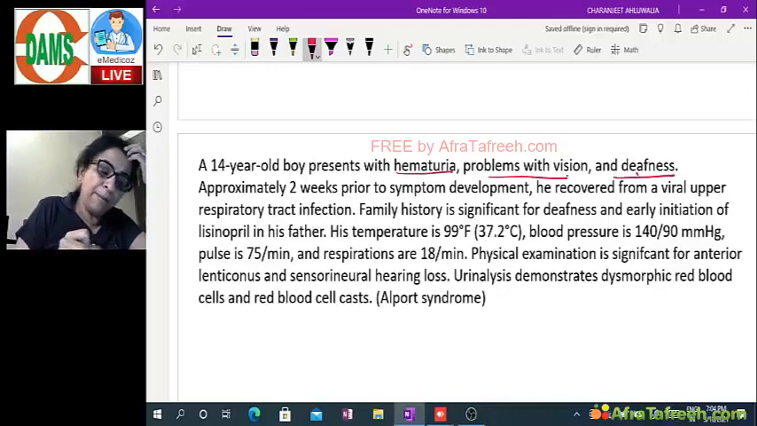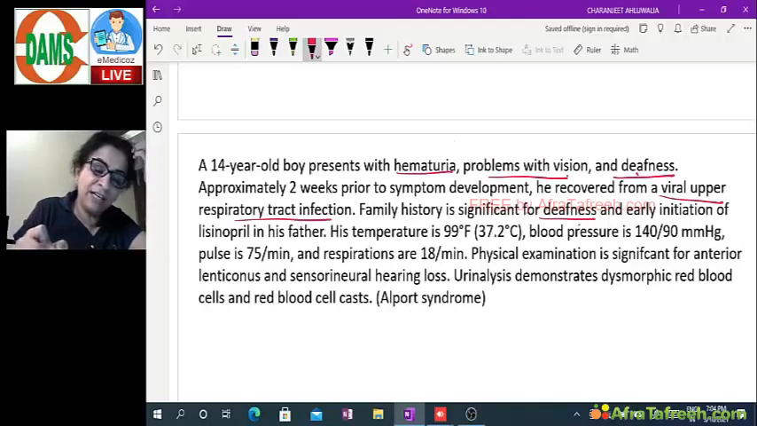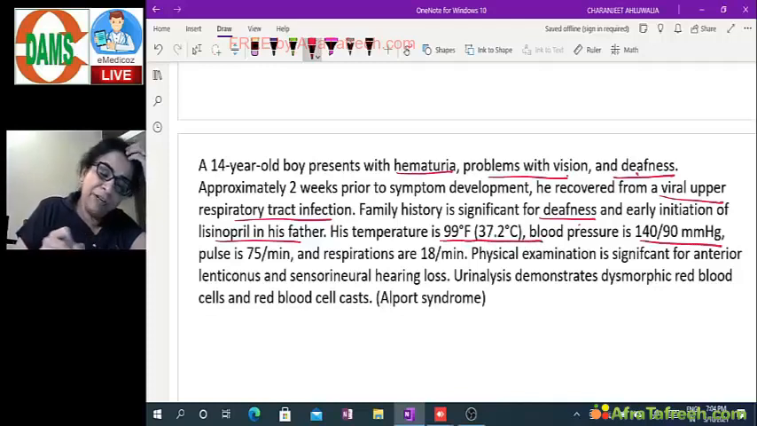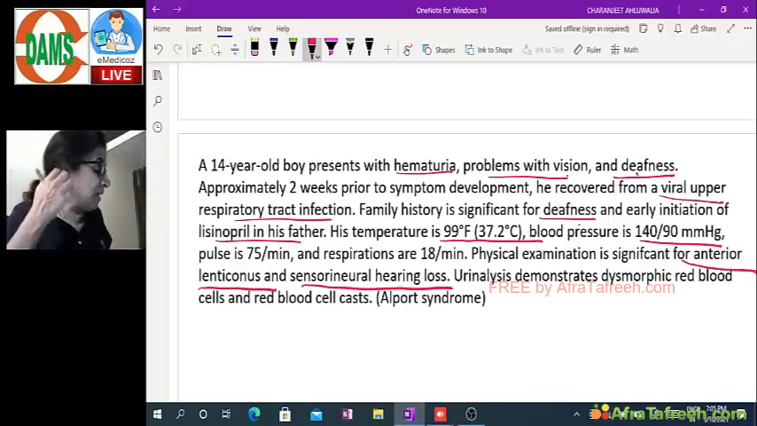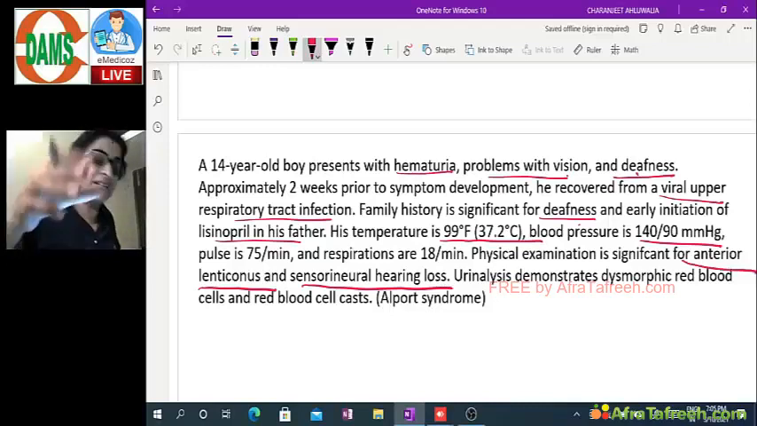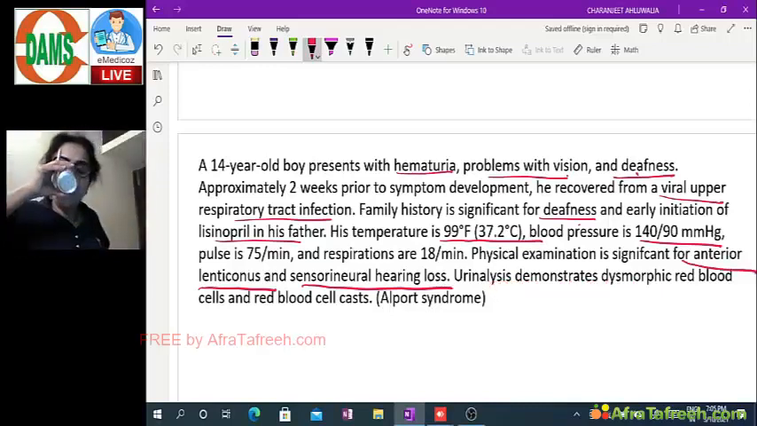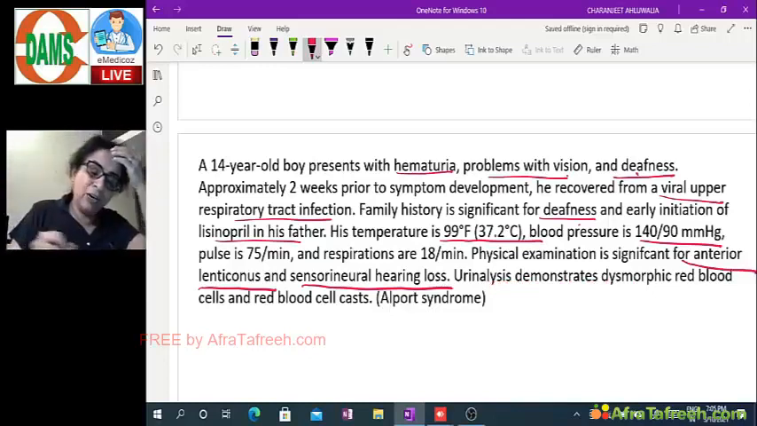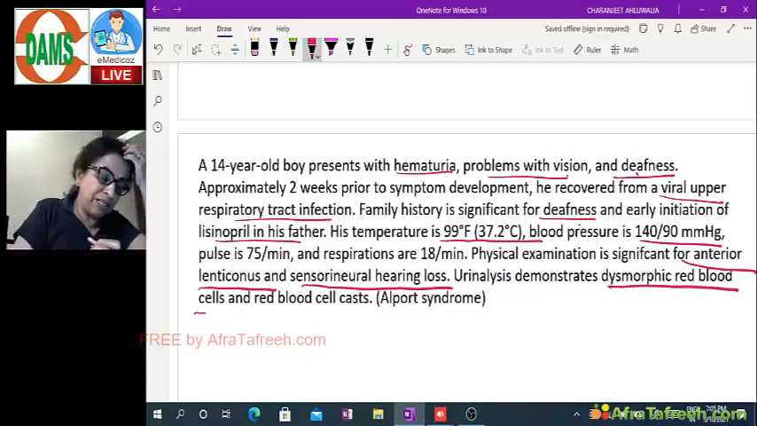Approximately 2 weeks prior to symptom development, he recovered from a viral upper respiratory tract infection. Family history is significant for deafness and early initiation of lisinopril in his father. His temperature is 99 degrees, blood pressure shows hypertension, pulse and respiratory rate are okay. Physical finding is significant for anterior lenticonus and sensory neural hearing loss. So anterior lenticonus, there is lens dislocation and sensory neural hearing loss. Urine analysis shows dysmorphic RBCs and RBC casts.